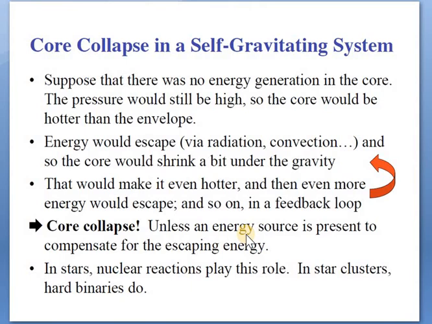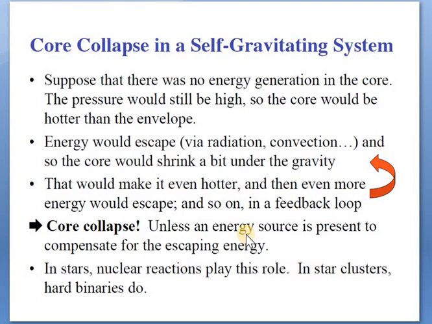Okay, if none, then let me talk about, which I have talked about before as well, the core collapse in a self-gravitating system. Now suppose that there was no energy generation in the core, then the pressure would still be high. So the core would be hotter than the envelope. But remember that the energy is continuously escaping. And as a result, the core temperature will decrease and it will slowly shrink since the pressure will decrease.